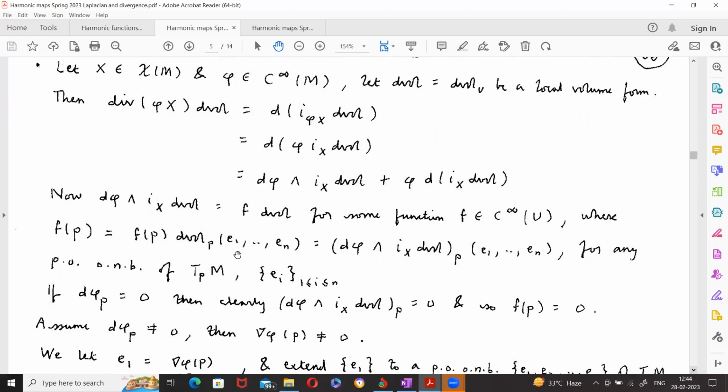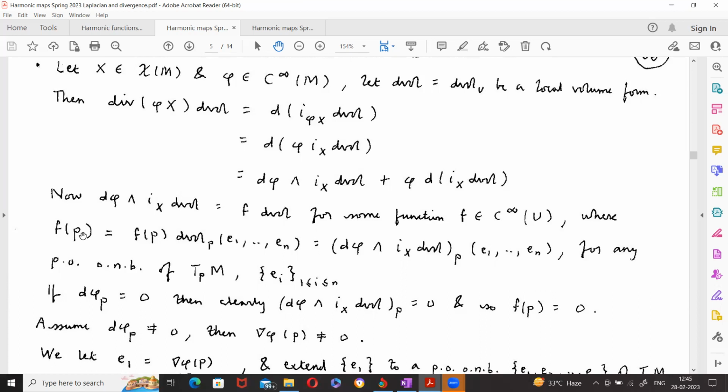Now, what is d phi wedge i_X dvol? i_X dvol is an n-1 form and d phi is a 1 form. Their wedge product is an n form. So therefore it is f dvol for some function f. We have to work out what this function f is. How do I work out this function f?